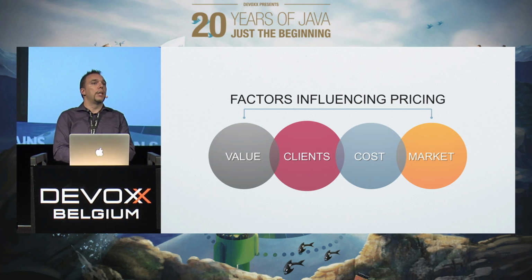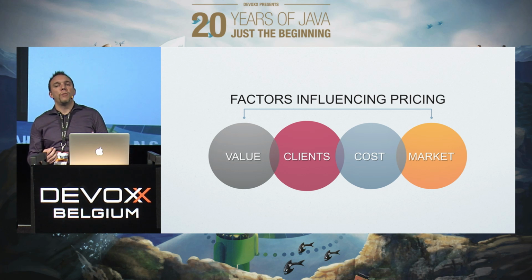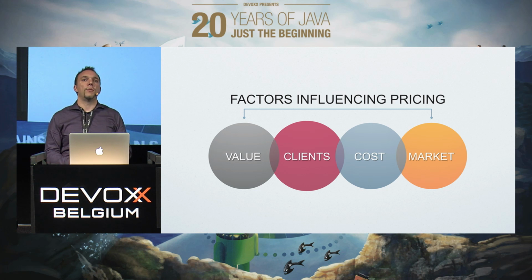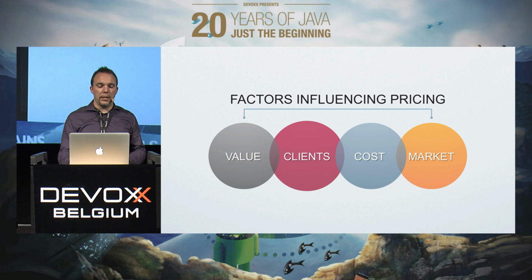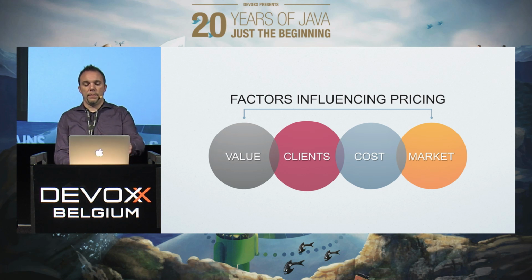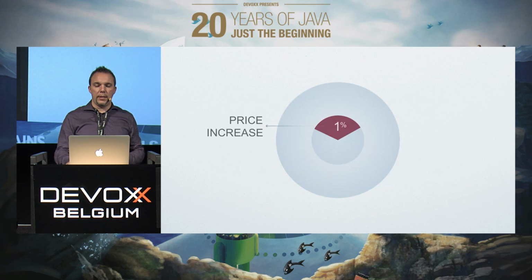And costs, of course. It all depends on your cost structure, and you have to take that into account. If you deliver software that requires extreme amounts of server capacity, you will have to factor these costs into your pricing as well. So these all influence your pricing.